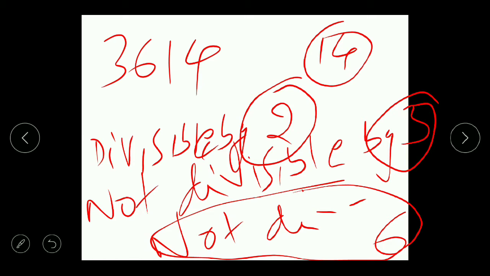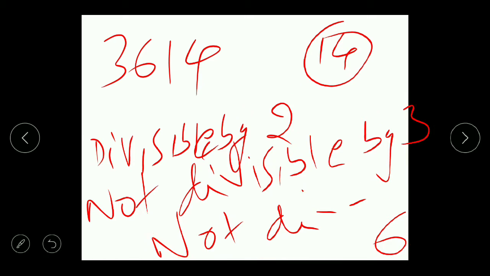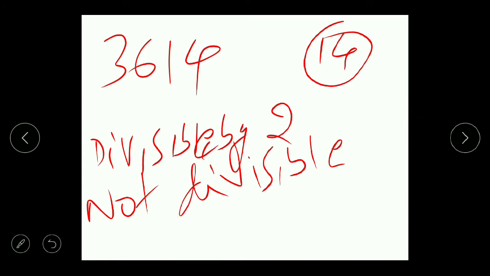If a number is divisible by both 2 and 3, then only that number can be divisible by 6.